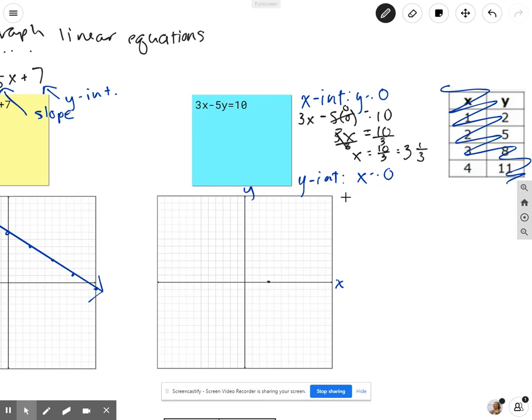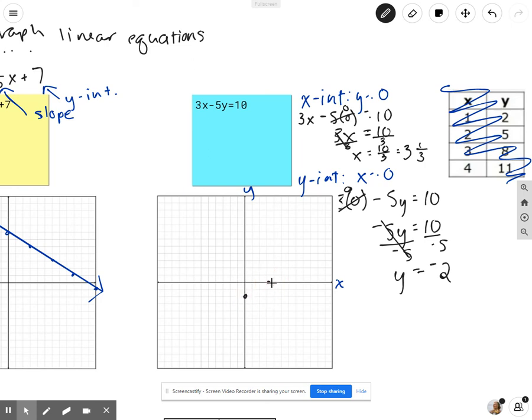To find our y-intercept, we put x equal to 0. So we have 3 times 0 minus 5y equals 10. 3 times 0 is 0, so really we have 0 minus 5y, which is negative 5y equals 10. To find y, divide by negative 5 on both sides. Those cancel, and we're left with y equals 10 divided by negative 5, which is negative 2. So our y-intercept is negative 2.